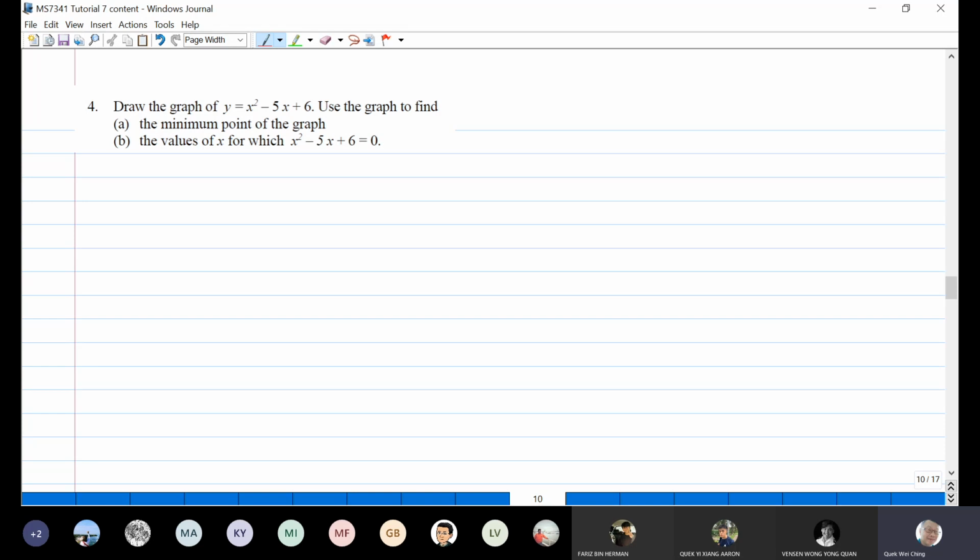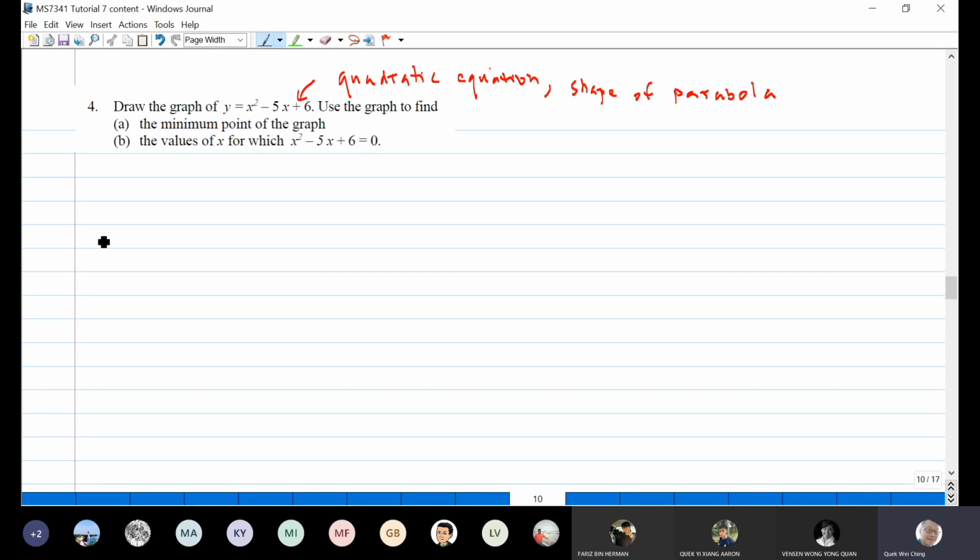So the way to do this is to make a table. But this time you need more points, because this is not a straight line. This is a quadratic equation. It's not a straight line now; the shape is a parabola. The shape of the graph is a parabola. Just now we were looking at a straight line, but this has a square term now, so this is a parabola. So we need more points.